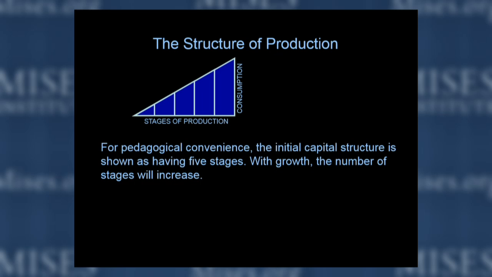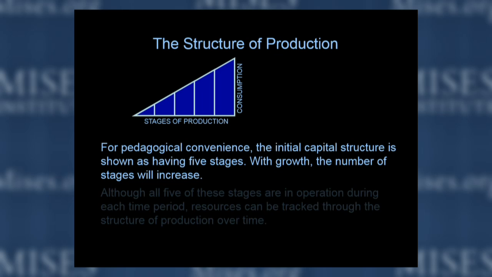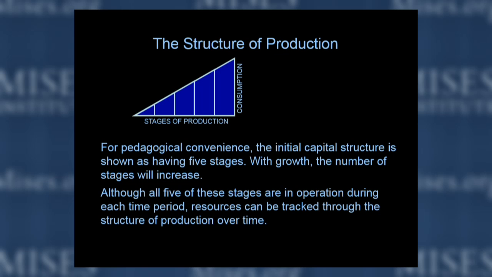Okay. For pedagogical convenience, the initial capital structure is shown as having 5 stages. With growth, the number of stages will increase, and we can show that, I think. I've had students in my class say, is there only 5, you know? No, lots of them. With growth, the number of stages will increase, although all 5 of these stages are in operation.